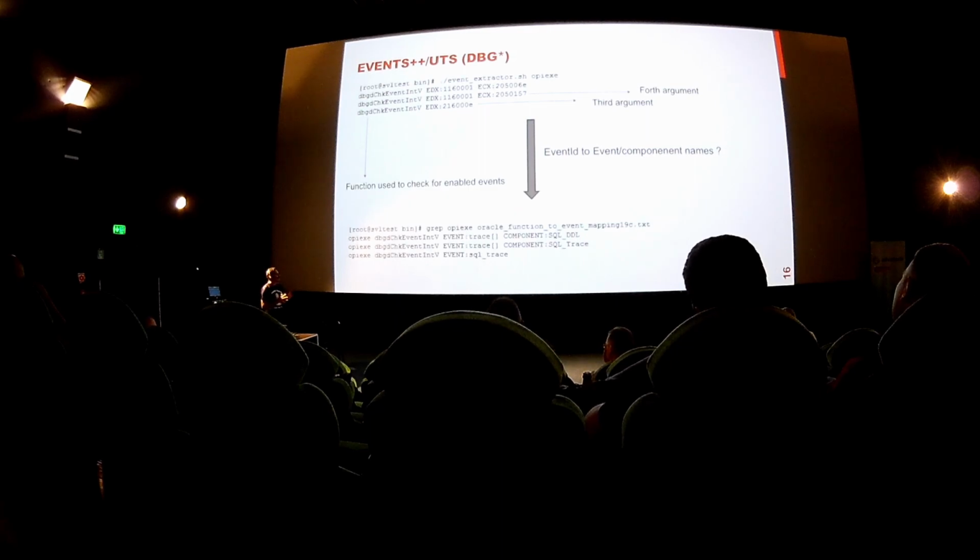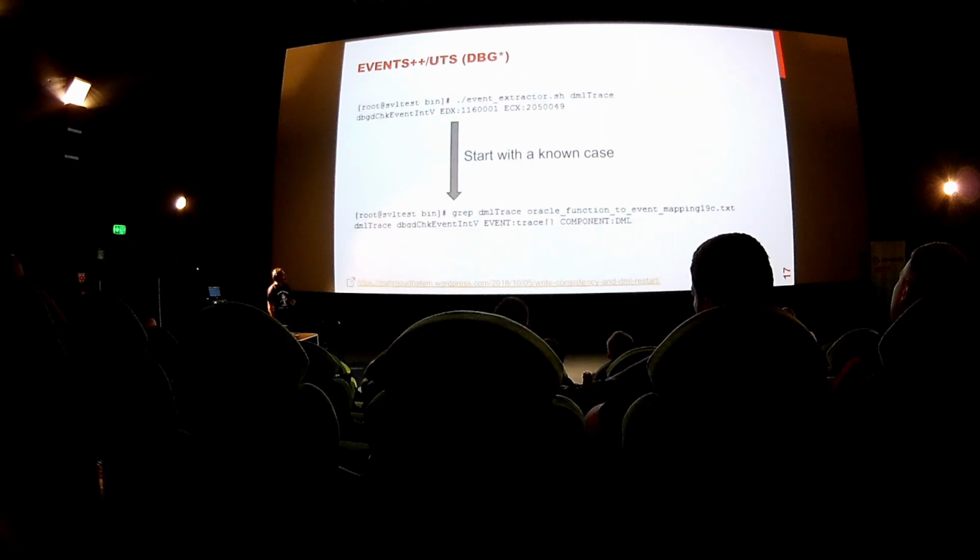That's pretty complex to do, but I needed to start with a known case, which hopefully I found with trial and error. I have found that, for example, the trace, which is the event plus plus trace, corresponds to this event ID, and the DMN compound corresponds to the other event ID, and I have detailed this much in my blog.